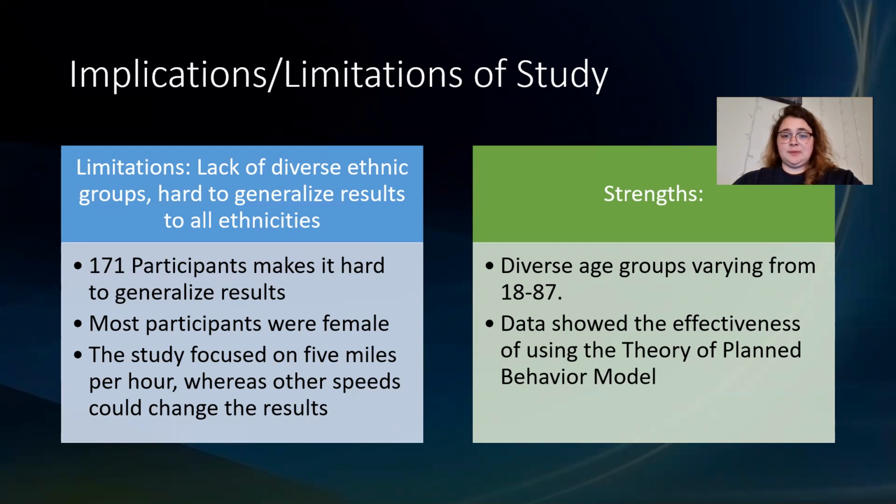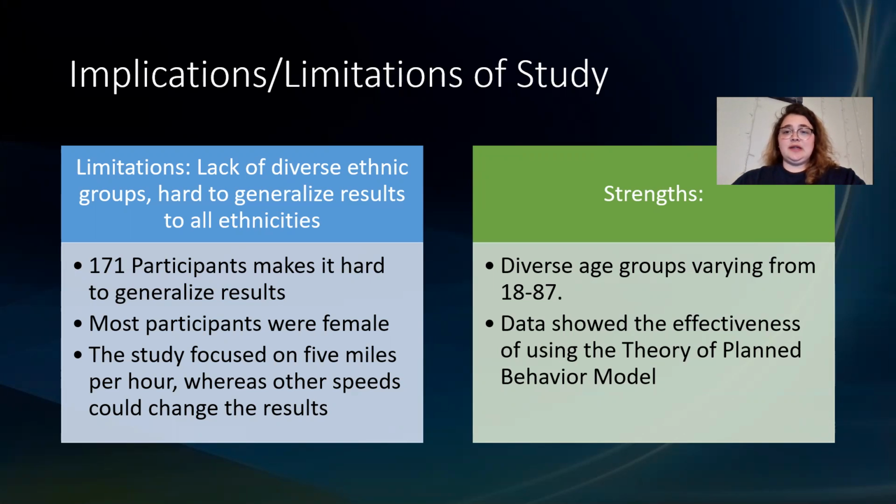Most of the participants were female, so it would be hard to generalize results to the males in the population, as well as other non-specified genders. The study focused on 5 miles per hour, whereas other speeds and other operational definitions could change our results for the study, since ours was just based on 5 or more over the speed limit.